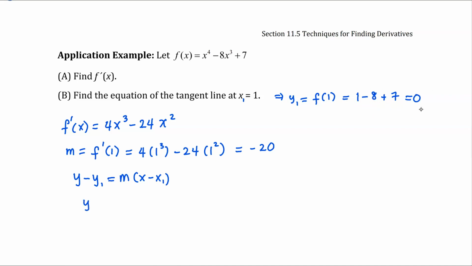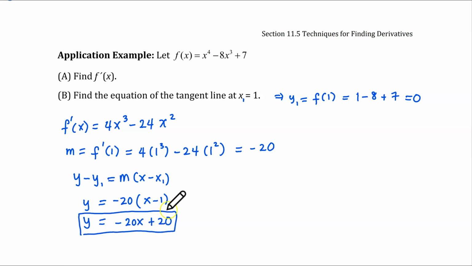So we have y minus 0, so that is just y, and our m is negative 20, times x minus 1, since x sub 1 is 1. So this would be our equation, the equation of the tangent line. You can simplify this further by distributing negative 20 to each term inside this parenthesis. You have negative 20x plus 20. So y is equal to negative 20x plus 20 is the equation of the tangent line at x equals 1.